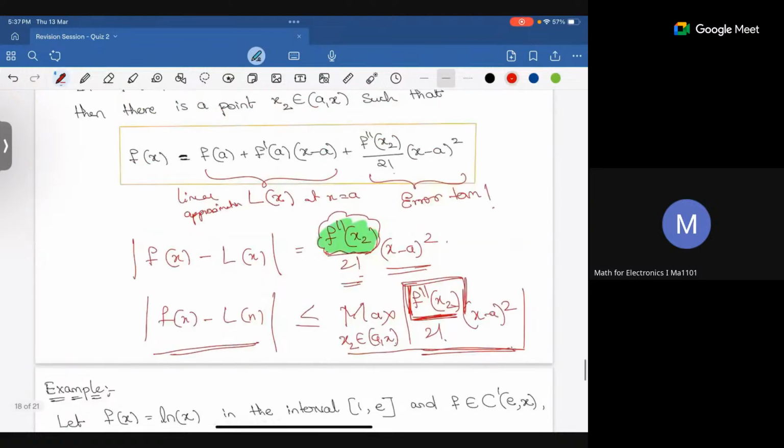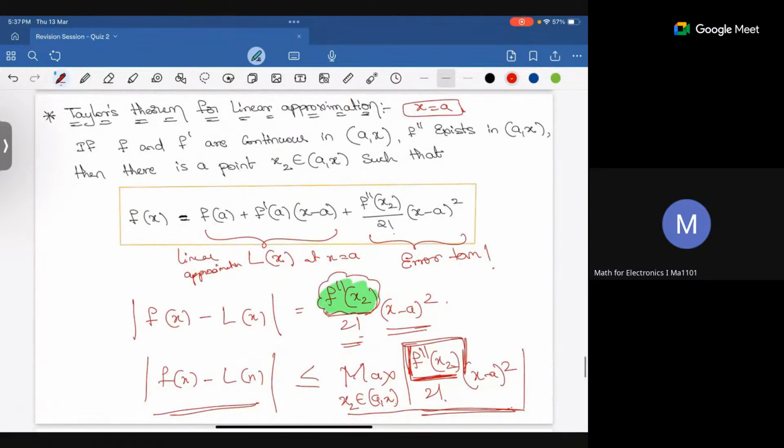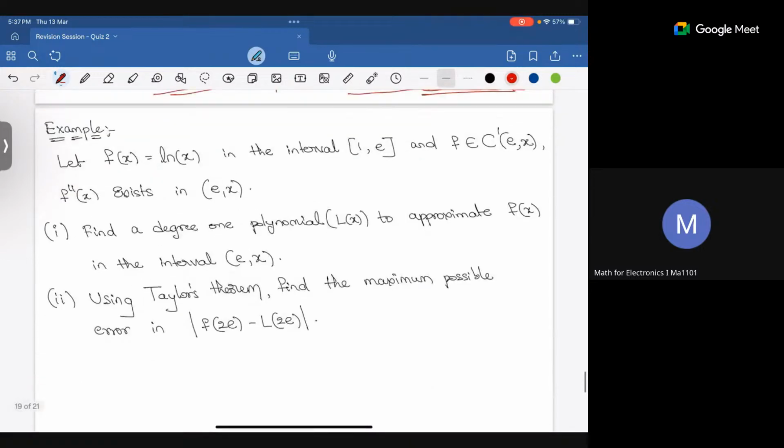But before that, this is what Taylor's theorem for linear approximation is. So this is the linear approximation that you have to compute. That will be your linear approximation. And for error, what you have to do is maximize this expression, which is f double prime of x2 divided by 2 factorial into x minus a whole square. Okay, so let's do a problem.